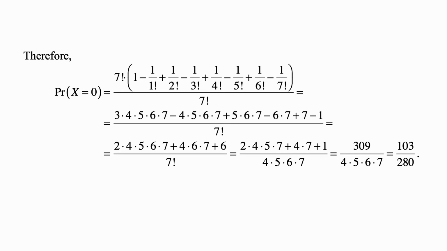That ends up being 309 over 4 times 5 times 6 times 7, and that's equal to 103 over 280.